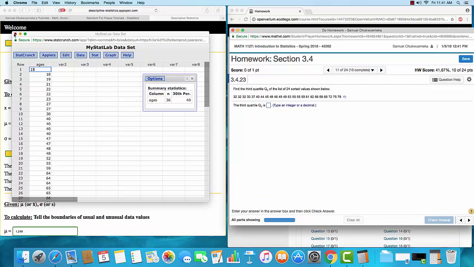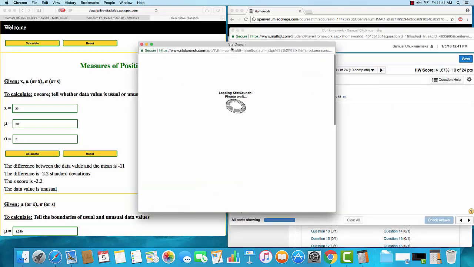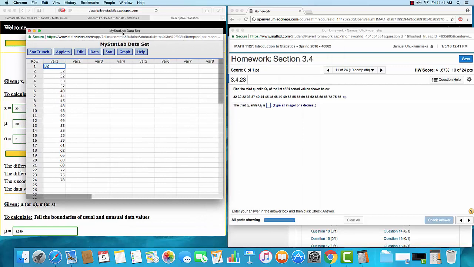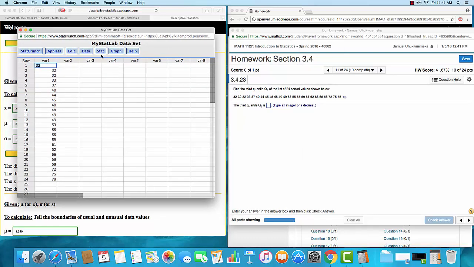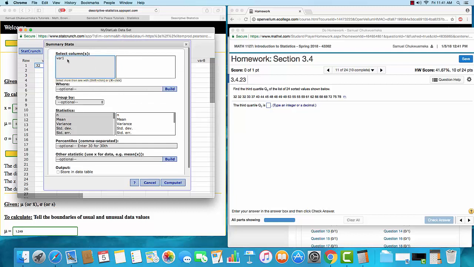The next one, find the third quartile. Okay. The third quartile is your 75th percentile. Remember, we discussed this in quantiles and boxplots. So we'll just click here to open in StatCrunch. You go to Stats, Summary Stats, Columns, select the variable 1, okay.